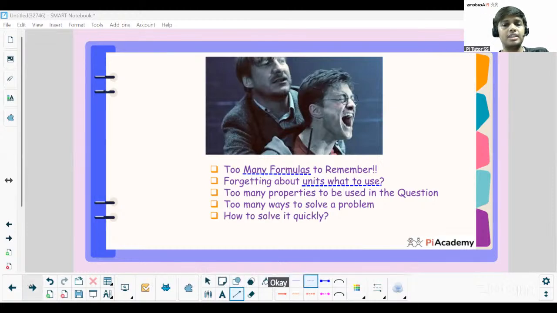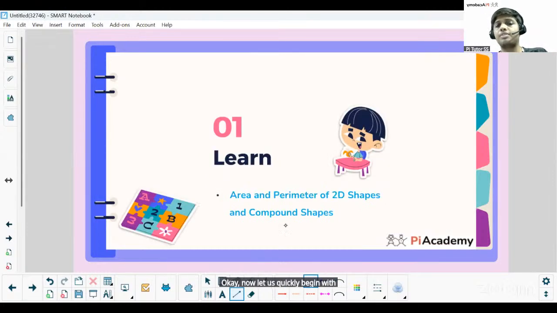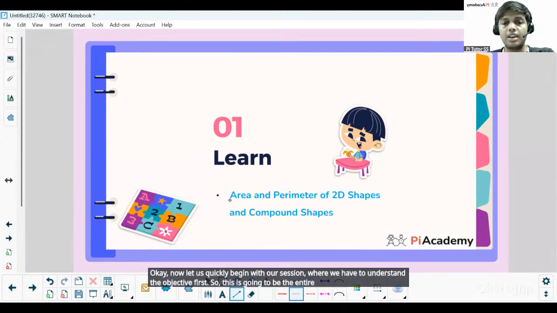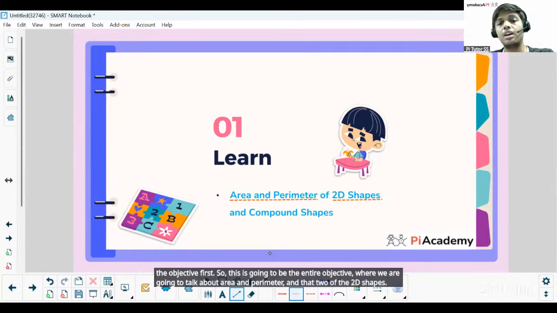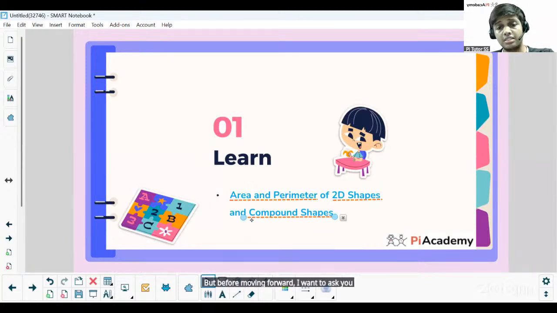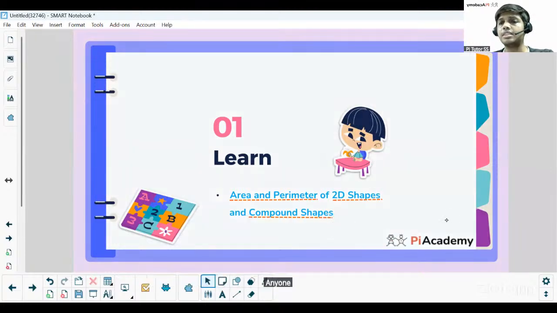Okay, now let us quickly begin with our session, where we have to understand the objective first. So this is going to be the entire objective, where we are going to talk about area and perimeter, and that too of the 2D shapes. And there are going to be compound shapes as well. But before moving forward, I want to ask you guys, what do you understand by a 2D shape? Anyone who would like to answer this? You guys can raise your hands to answer this.